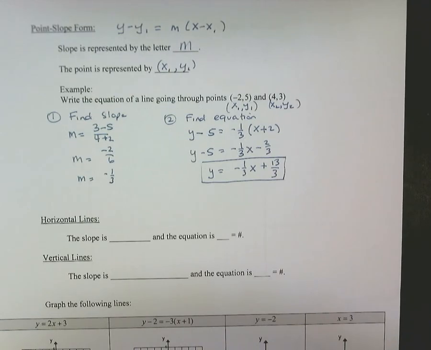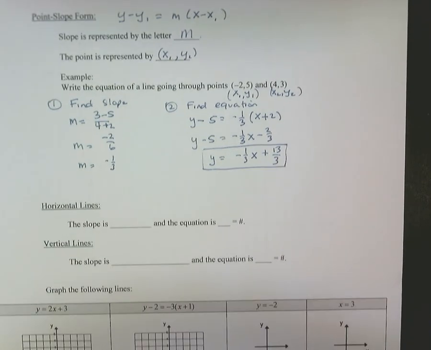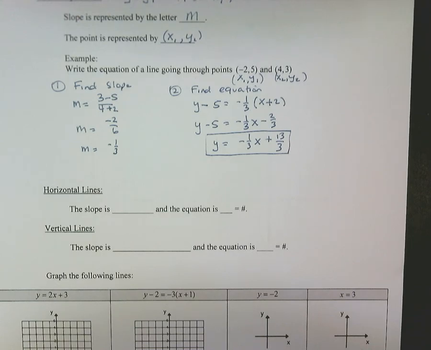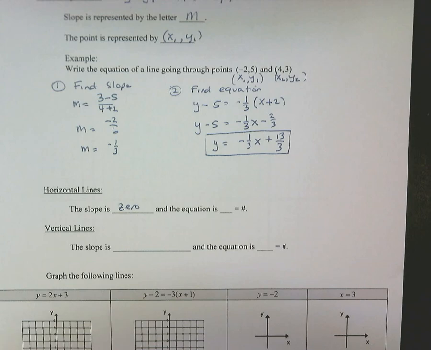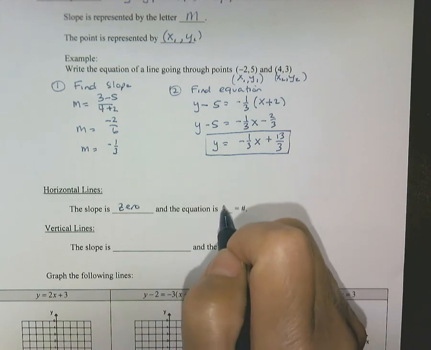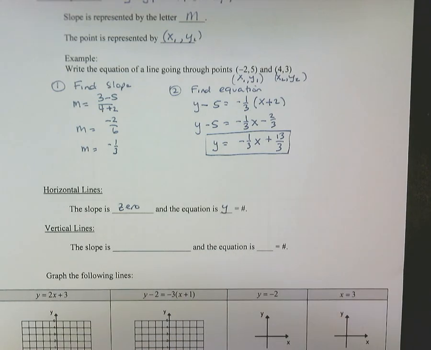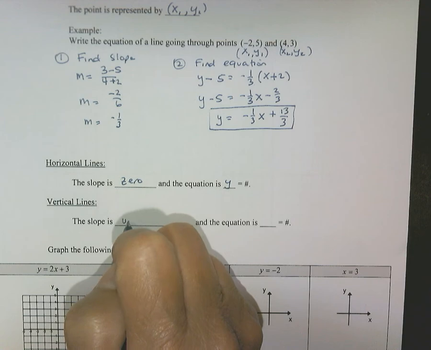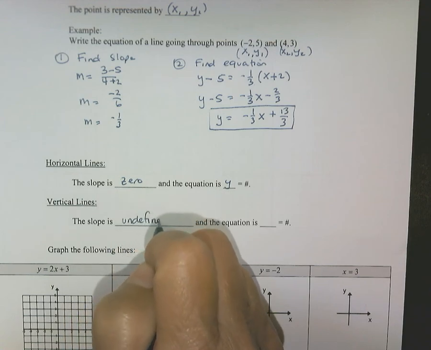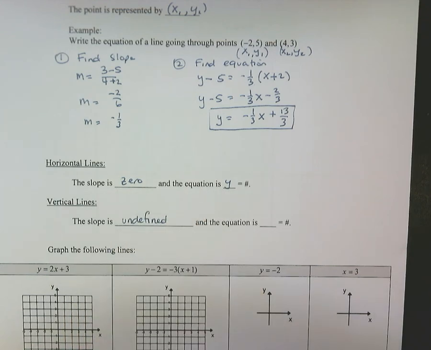Also with slope, horizontal lines are special lines, and the slope of a horizontal line is always 0. If you have a horizontal line, the equation is going to be y equals some number. And I'll show you examples below. Vertical line, the slope is always undefined. And the equation is going to be x equals a number.